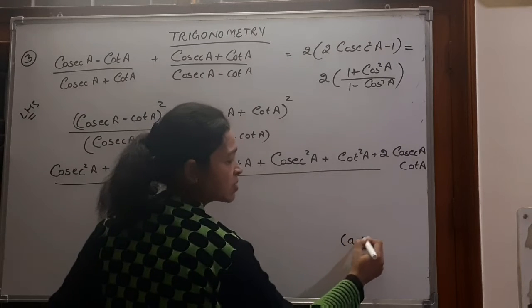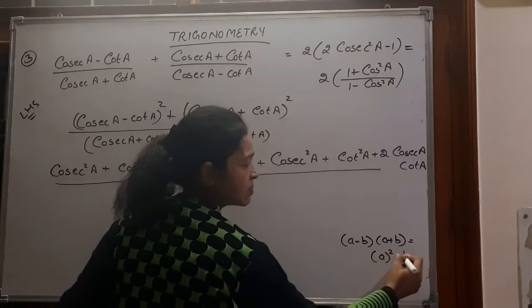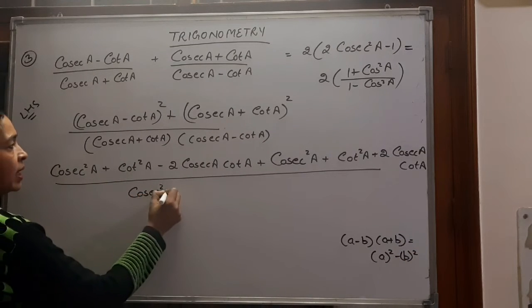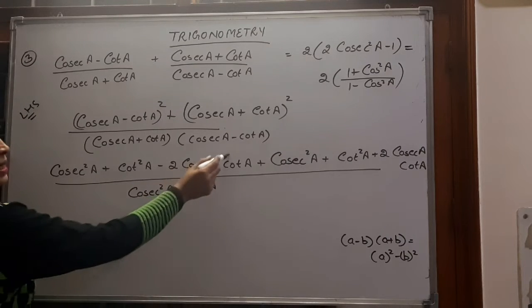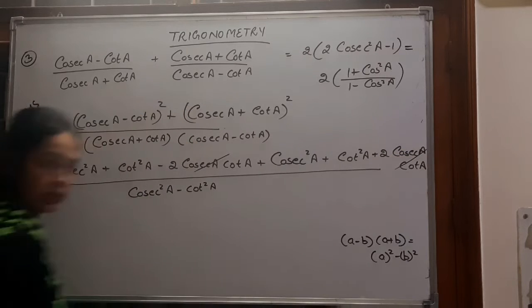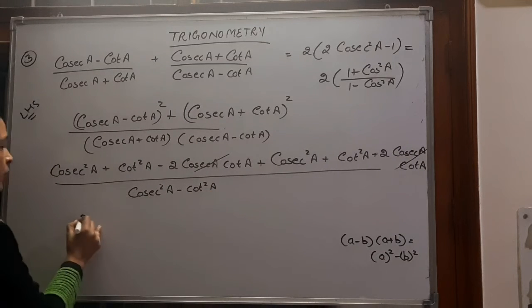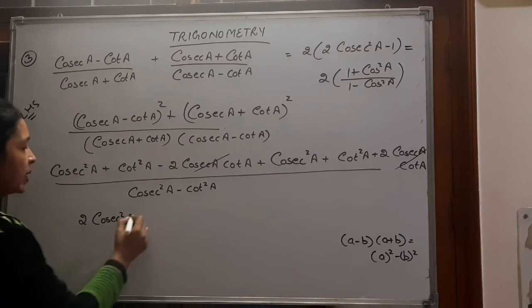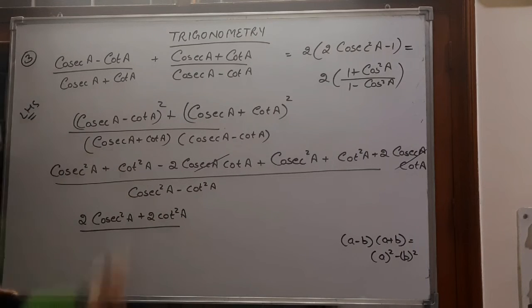Children, what is (A minus B) into (A plus B)? This equals A whole square minus B whole square. So we will get cosec square A minus cot square A. 2 cosec A cot A, negative and positive, both get cancelled. What do we get? Cosec square A plus cosec square A, 2 times cosec square A. Cot square A plus cot square A, 2 times cot square A, upon, what is cosec square A minus cot square A?